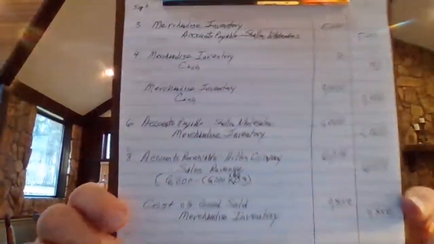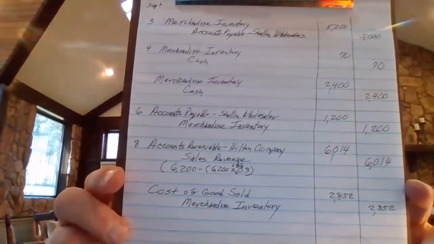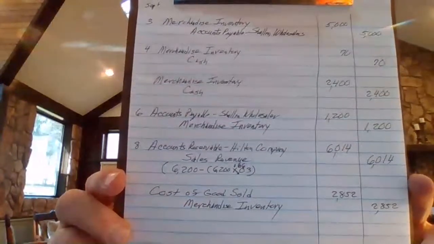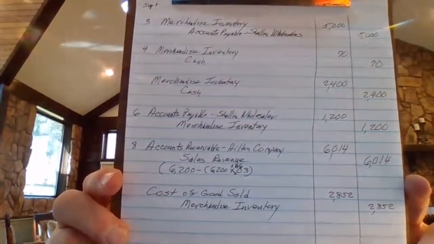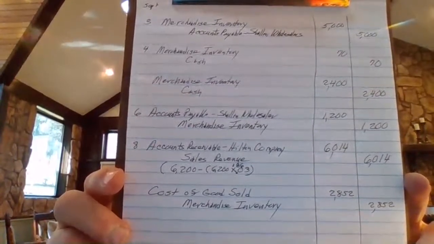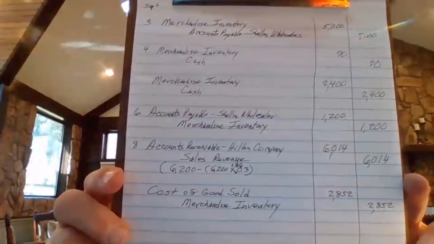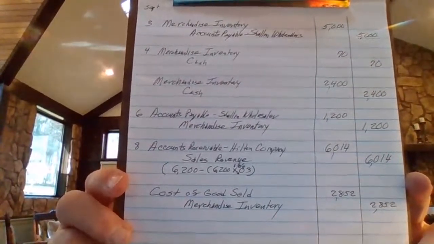Now, we have two entries for one transaction because we're using the perpetual inventory system. The first one is at the retail selling price, the $6,200 less the 3% discount. The second entry, to reduce the inventory and increase the cost of goods sold, is done at the cost we paid for that merchandise, what it cost us. Okay.